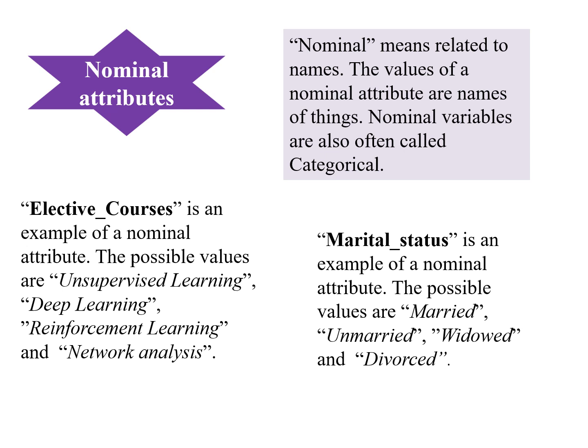So first, the nominal attributes. The nominal attributes are basically those attributes which are comprised of names of things, and are also often called categorical attributes. For example, elective courses. So possible values could be unsupervised learning, deep learning, reinforcement learning, network analysis, and similarly marital status. Another example of nominal attribute, the possible values could be married, unmarried, widowed, or divorced.